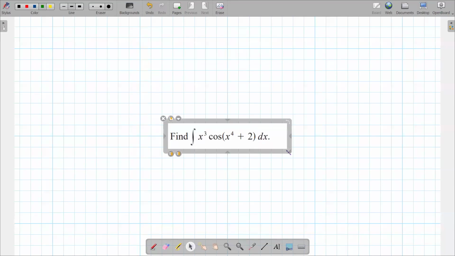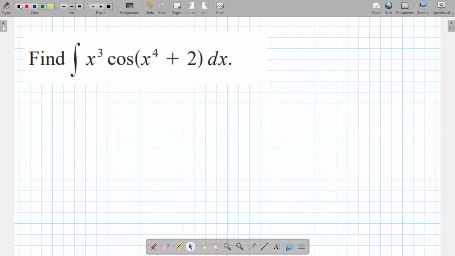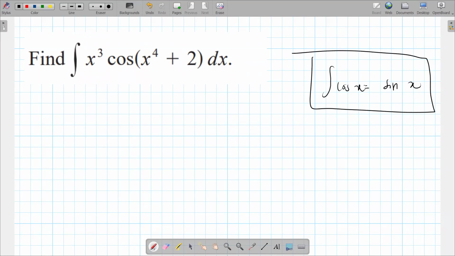This one looks a little bit tricky as well. So for this, know that the derivative of cos is a sine. Sorry, not the derivative, the integral of cos is a sine, because the derivative of sine is a cos. So that's all you have to know for this.